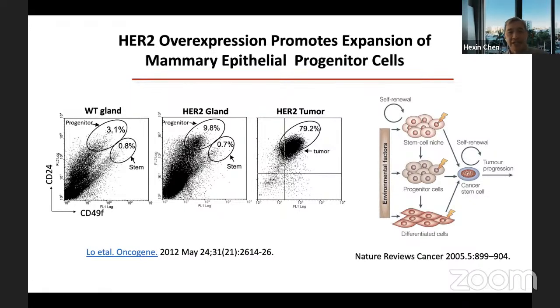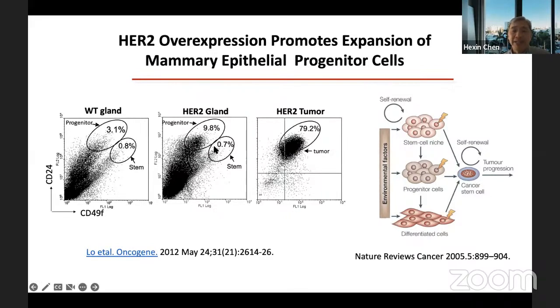The mammary gland is well studied. A single mammary stem cell can repopulate the whole mammary gland. In the composition of the normal mammary gland at this stage, there is a very small proportion of stem cells, only 0.8%. There is also a small portion of progenitor cells, called epithelial progenitor cells, at only 3.1%.